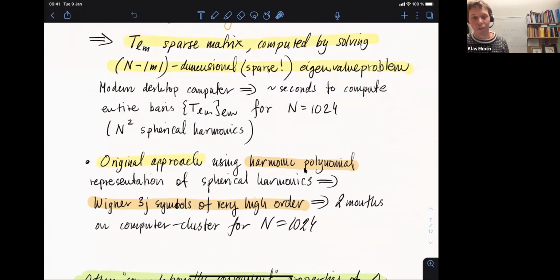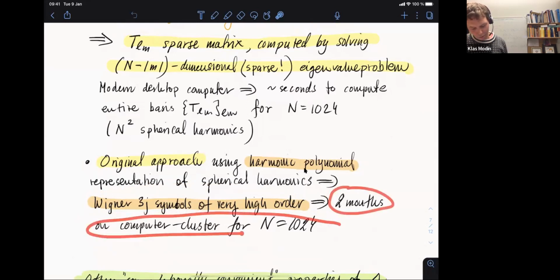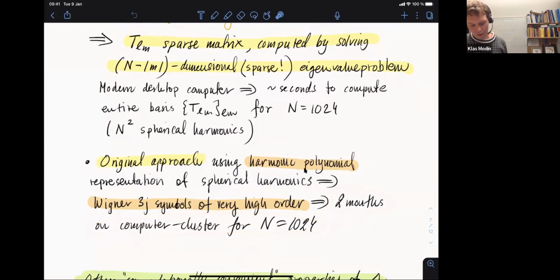At first we thought, okay, that's very nice. We have explicit formulas, but they involve these Wigner 3J symbols of extremely high order if you want your n to be large. And to compute those Wigner 3J symbols accurately at high order is not easy. So we did that. There are algorithms to do this. It took us, I think, Milo, if you're here, you can correct me, about 2 months on a computer cluster for n equal 1,000. So it saves us a lot to understand this from this perspective.